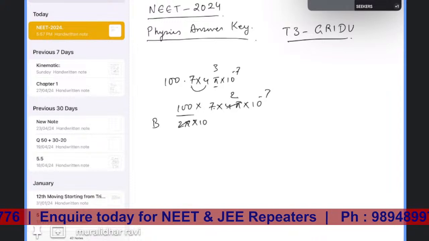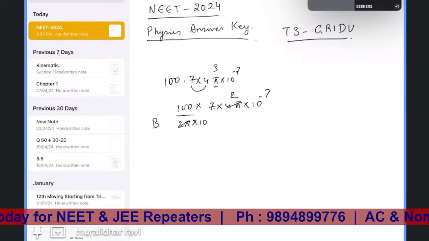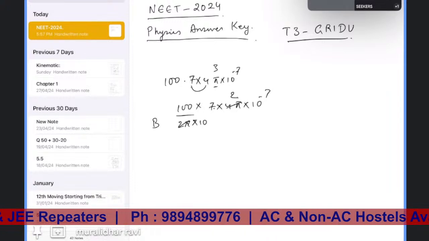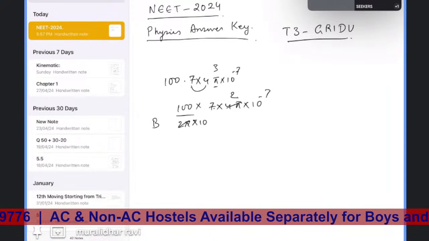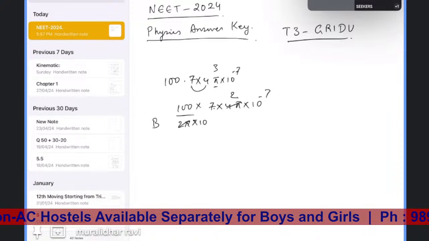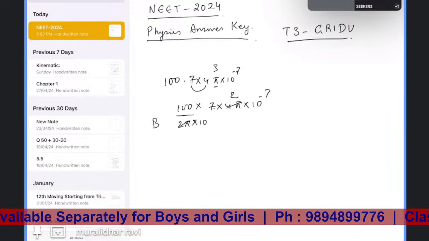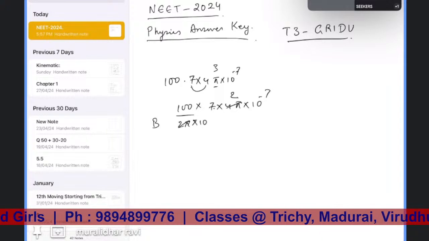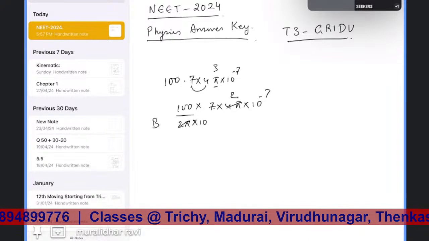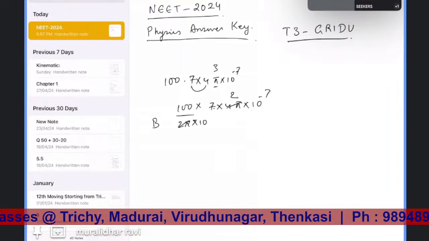Now the fourth question: a thermodynamic system is taken through cyclic process ABCDA. They're asking what is the work done by the gas along the path BC. If you look at it closely, BC seems to be an isochoric process. That means the volume is constant. If volume is constant, the work done is 0. So from there I can say that option 3 is the answer.